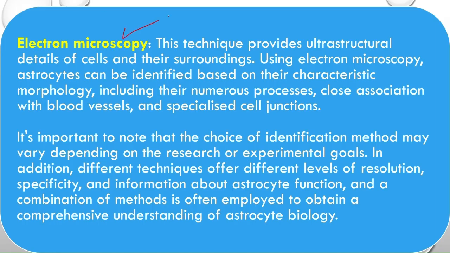Electron microscopy provides ultrastructural details of cells and their surroundings. Astrocytes can be identified based on their characteristic morphology, including their numerous processes and close association with blood vessels and specialized cell junctions. The important thing to note is that the choice of identification method may vary depending on the research or experimental goals. In addition, different techniques offer different levels of resolution, specificity, and information about astrocyte function. And the combination of methods, as I told you before, is often employed to obtain a comprehensive, clear understanding of astrocyte biology.